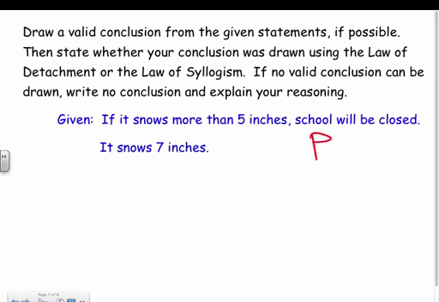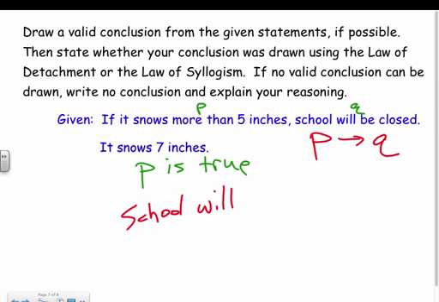School will be closed is Q. And it snows 7 inches. So I'm saying that P happened, right? P is true, isn't it? It snowed more than 5 inches. Well, if P implies Q is true and P happens, I can conclude that Q happens, right? I can say that school will be closed. And that is what law? That would be our law of detachment.